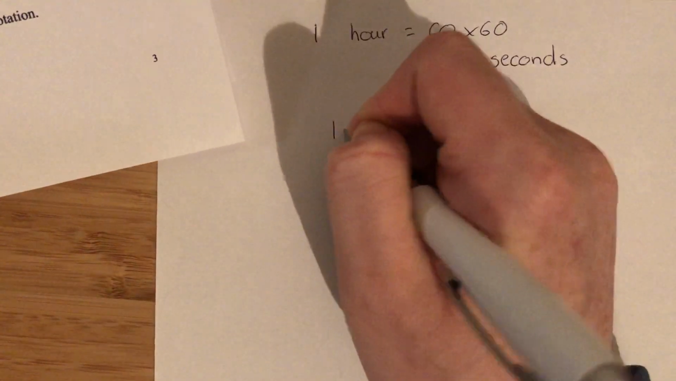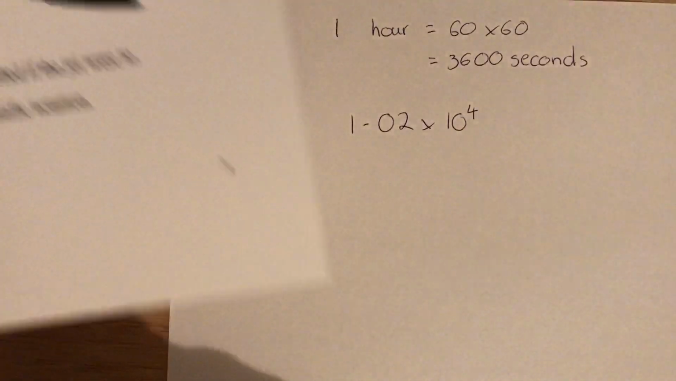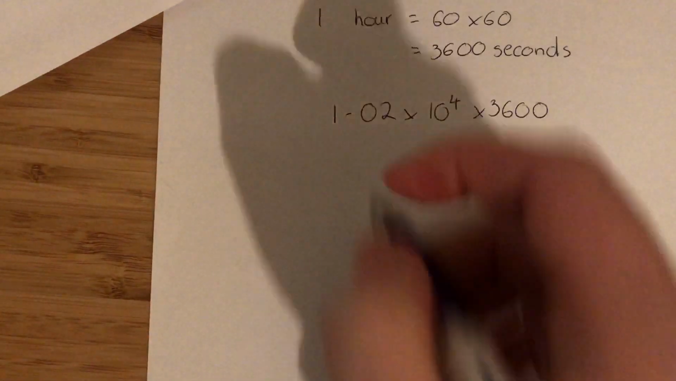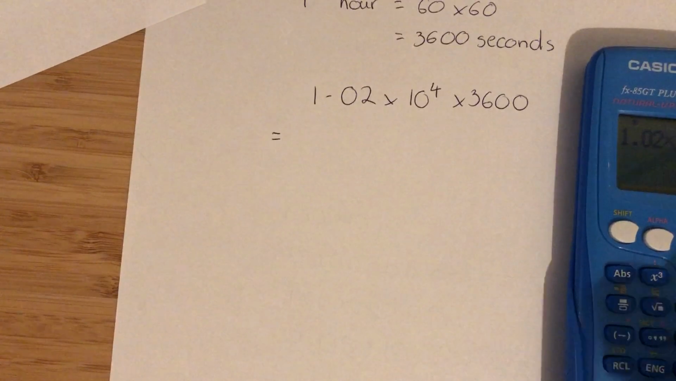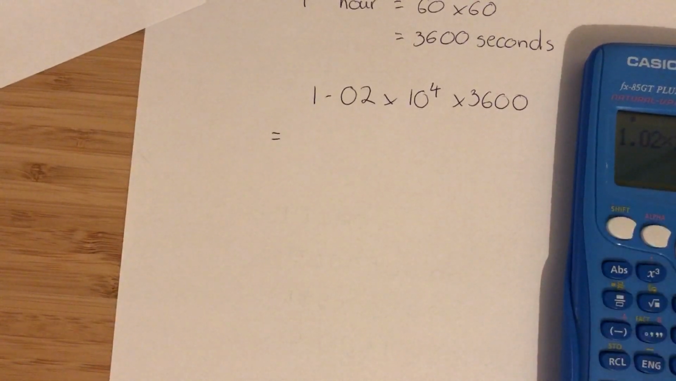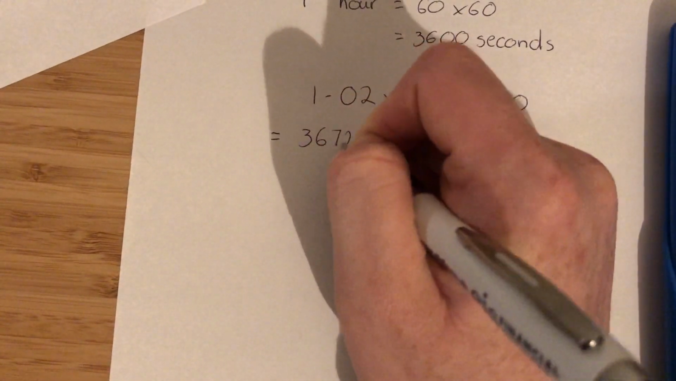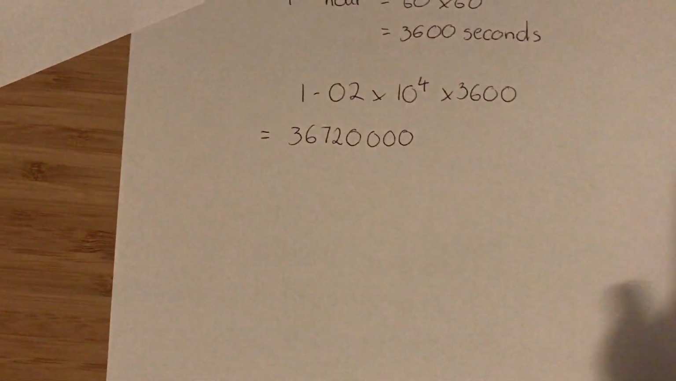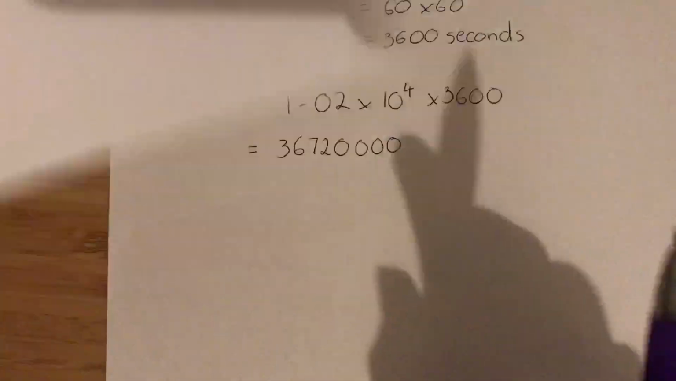So we take the speed, 1.02 times 10 to the power of 4, and we multiply it by 3,600 seconds. Then we can get our calculator. 1.02 times 10 to the power of 4, so that's the speed, multiplying it by 3,600, and we've got 36,720,000. Once again, it asks us to give it correct to 3 significant figures and in scientific notation.